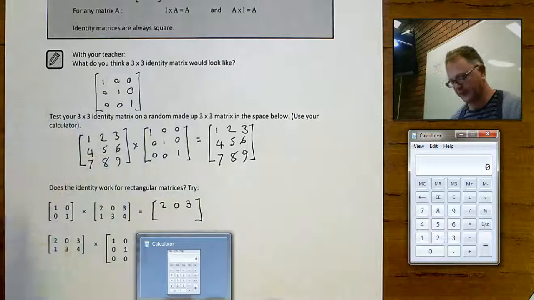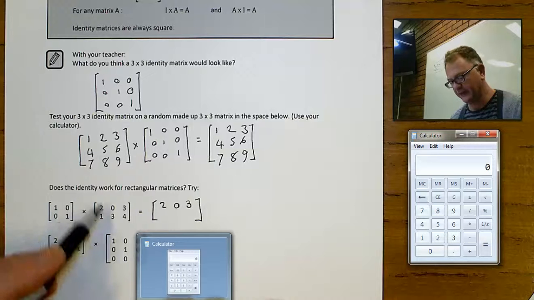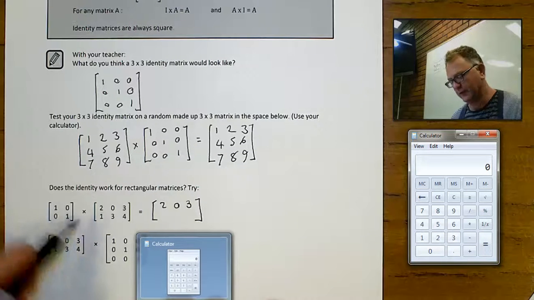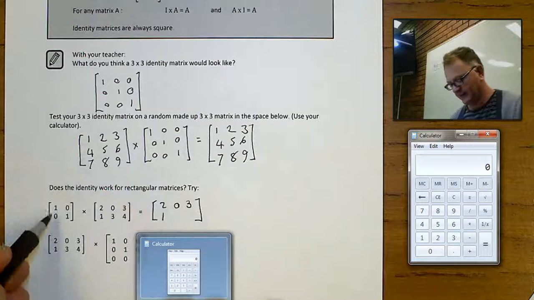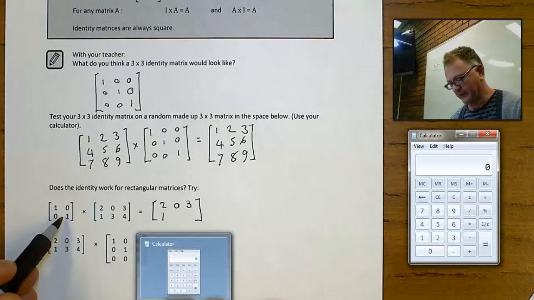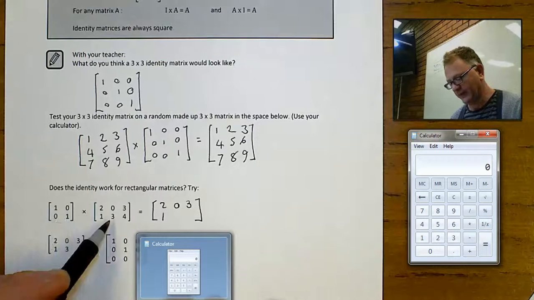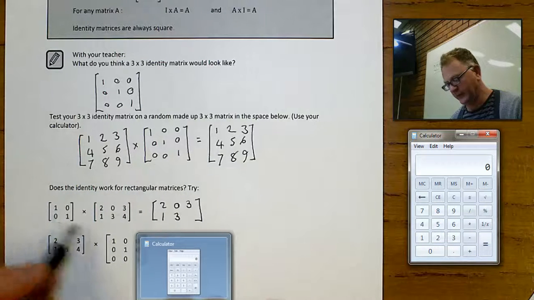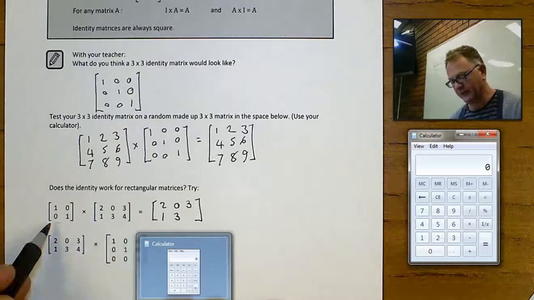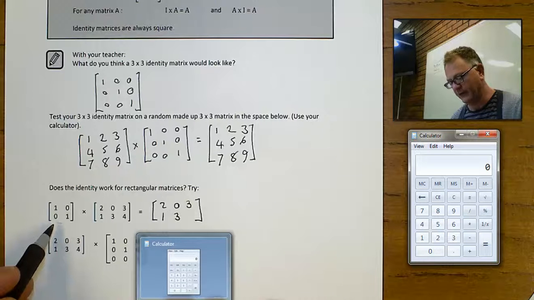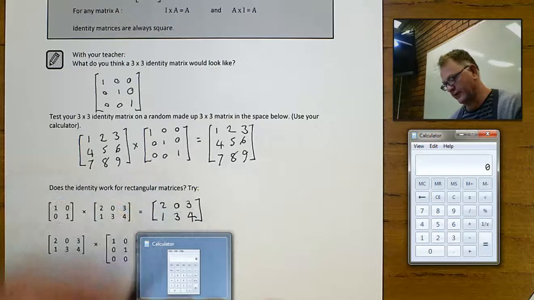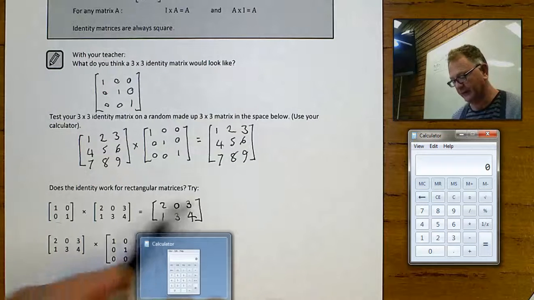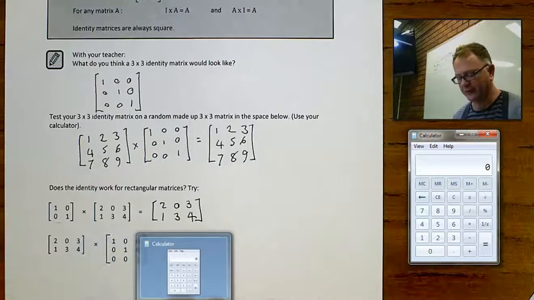Now I'm going to multiply this row by this column. 0 by 2 plus 1 by 1 is 1. 0 by 0 plus 1 by 3 is 3. And finally, this row by this column, 0 by 3 plus 1 by 4 equals 4. And you can see that the identity matrix worked because the matrix that we've ended up with was the same thing that we were multiplying it by.